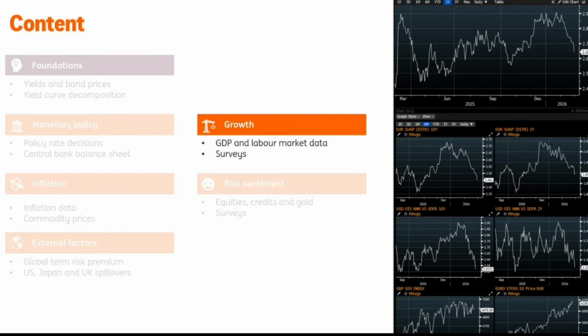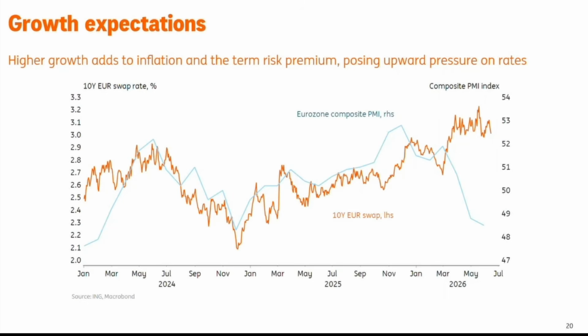Let's look at growth as the next one. So what does it mean when the economy grows strongly? What does that mean for rates? Well, very simple. You could say higher growth adds to inflationary pressures. That means the ECB needs to hike. And also higher growth usually tends to correlate positively with the term risk premium, so posing upward pressure on rates at the long end as well.